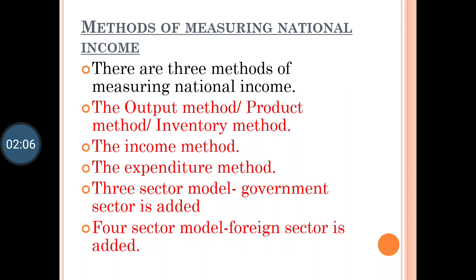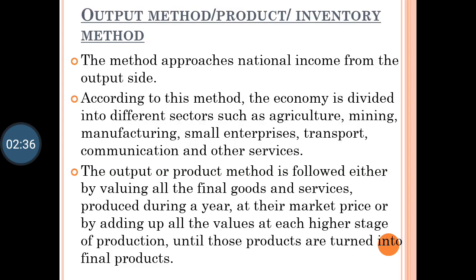And there are also the three sector model, where the government sector is added, and the four sector model, where the foreign sector is added as well, so both the sectors are included. Well, we are not taking into consideration the three sector model and four sector model. Basically, we are going to learn about three methods, that is the output method or the product method, the income method and the expenditure method. In this video, we will start with the output method.